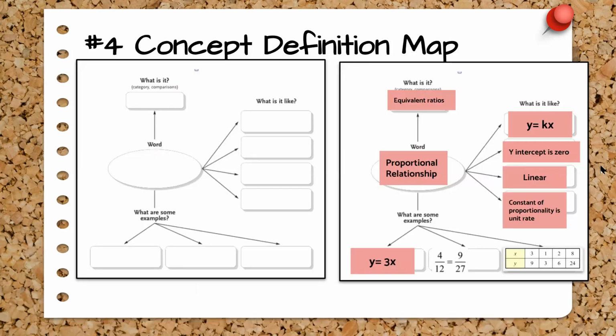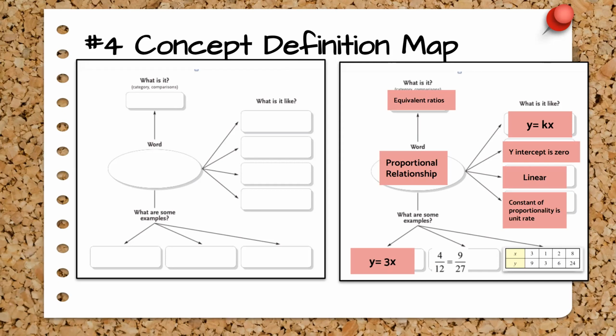All right, strategy number 4 is the concept definition map. You may or may not have seen these. This actually comes from AVID. This is a great AVID strategy. If you look on the left-hand side, this is a blank concept definition map. It's basically a graphic organizer to help students or partners of students or small groups of students brainstorm and describe what a word means.